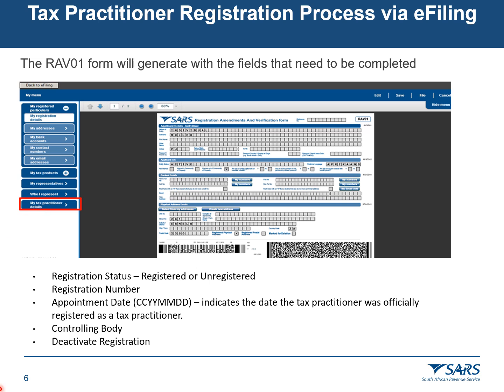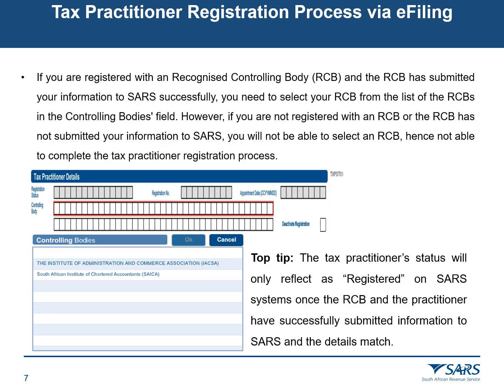Now that the RAV 01 form has been generated, you need to complete the necessary information on there. For example, it will ask you for the date of your appointment, which controlling body you belong to. This can be done on the RAV 01. If you are registered with a controlling body, the controlling body has submitted the information to SARS successfully. You need to select the RCB from the list of RCBs in the controlling body field.